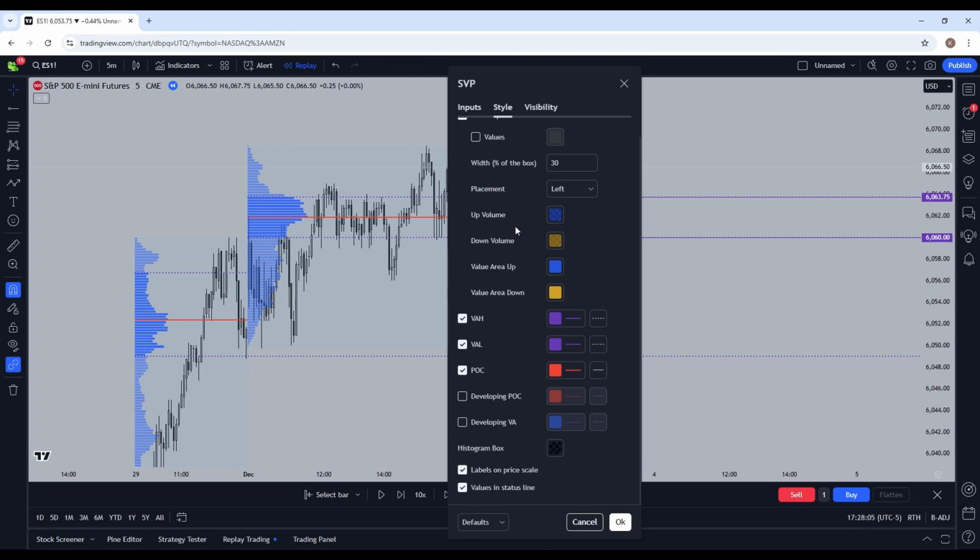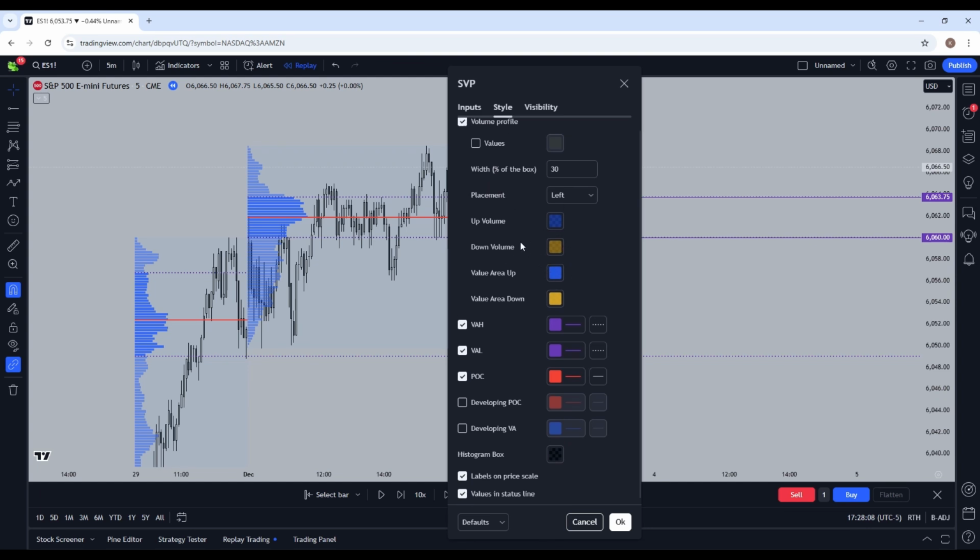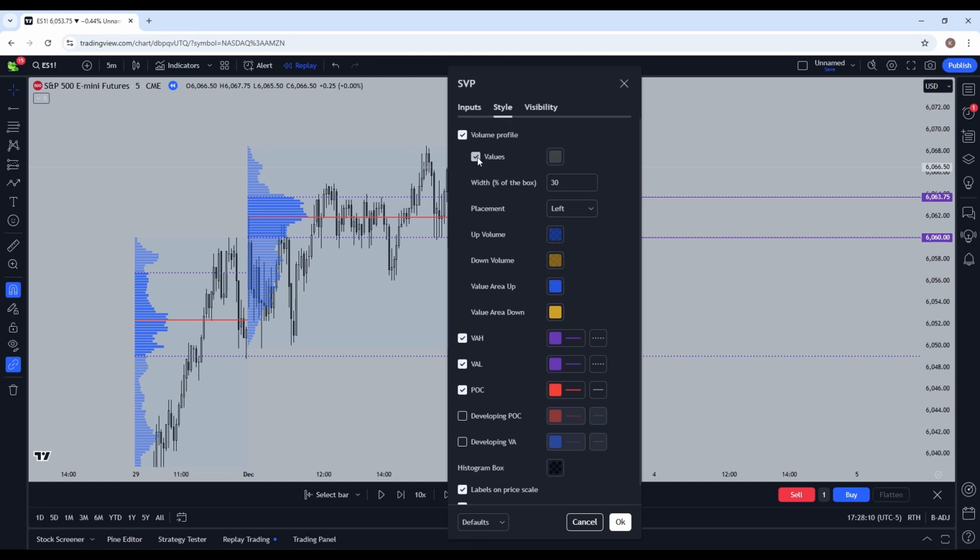And then the colors don't really matter. I have these values off. You don't really need them. Again, you want to keep your chart as clean as possible. You don't want really any unnecessary noise on your chart, right?